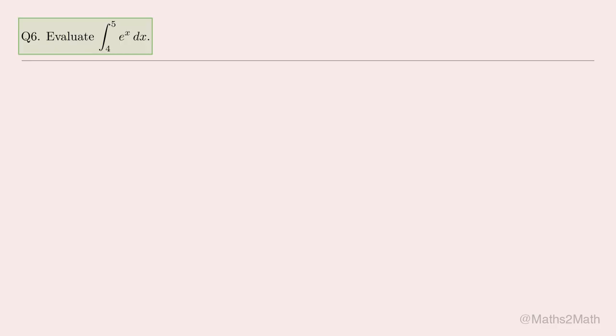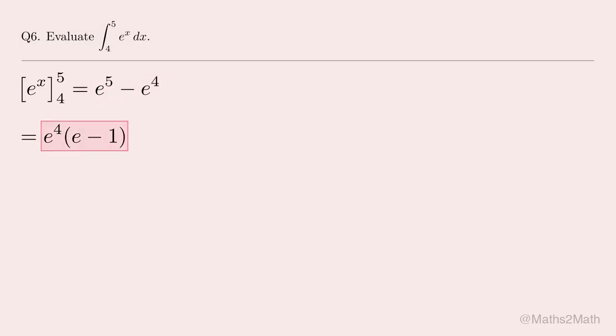Question 6. The exponential between 4 and 5. E is its own antiderivative. Evaluate e to the x at the end points. Factor if desired.